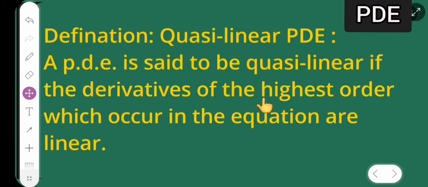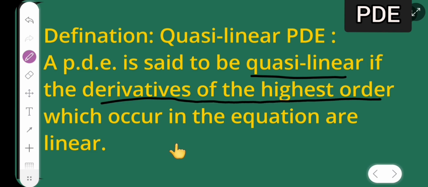Let us see the definition of quasi-linear now. A quasi-linear PDE, that is a partial differential equation, is said to be quasi-linear if the derivatives of the highest order which occur in the equation are linear. So when is a PDE said to be quasi-linear? If the derivatives of the highest order which occur in the equation are linear. Okay, it should be linear.